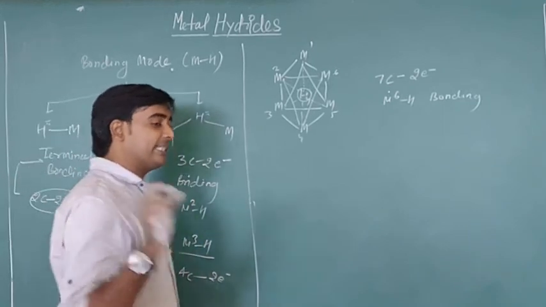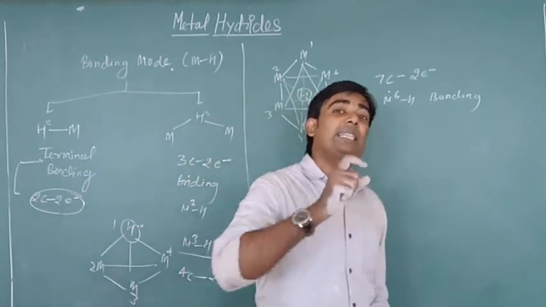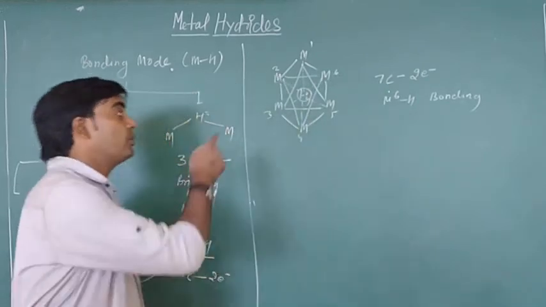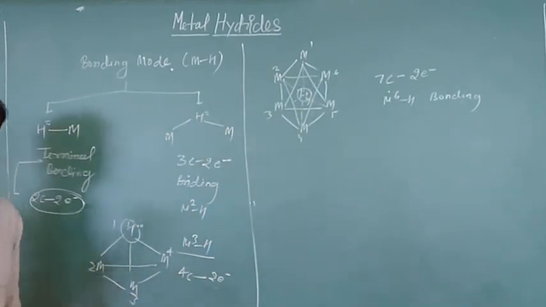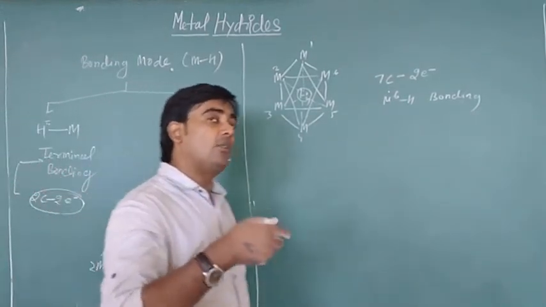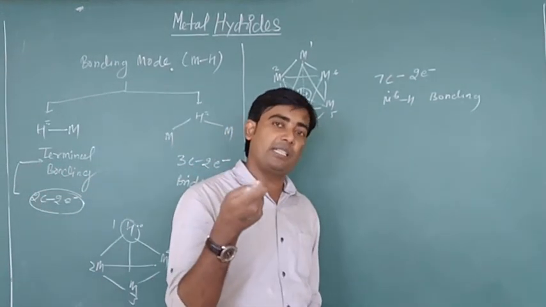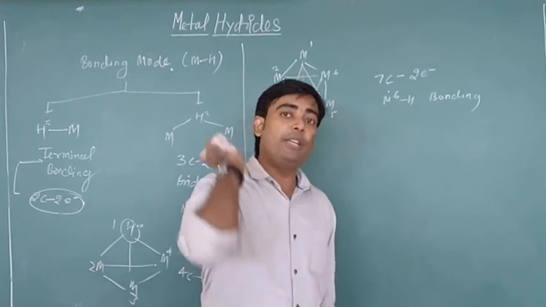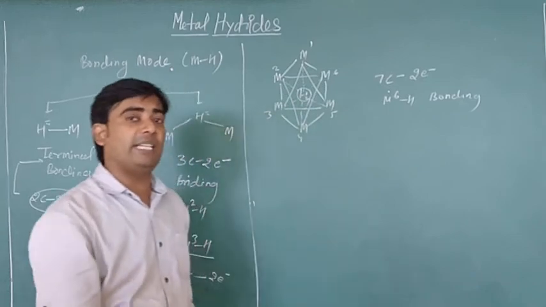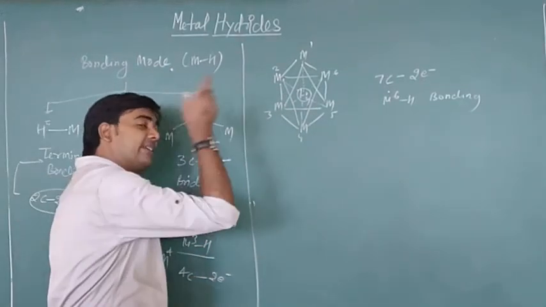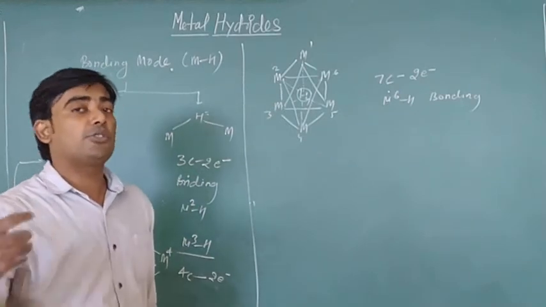If electron density decreases, then it cannot attract the proton to its conjugate base. I am talking about its conjugate base. Then its conjugate base will not attract the proton efficiently. So that's why its conjugate base will be a weak base. If the conjugate base is a weak base, then the conjugate acid, that is the metal hydride, will be a strong acid.